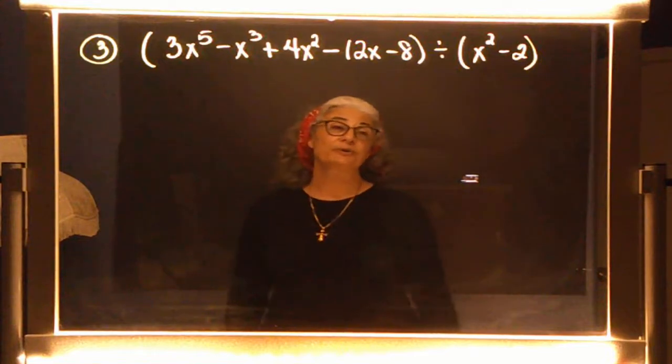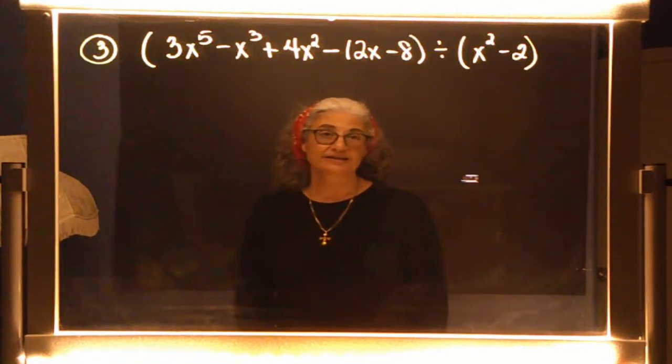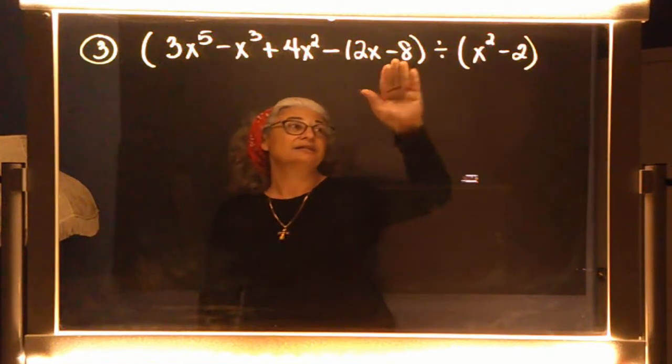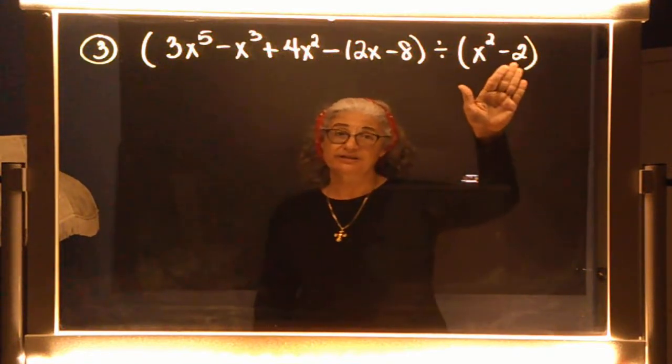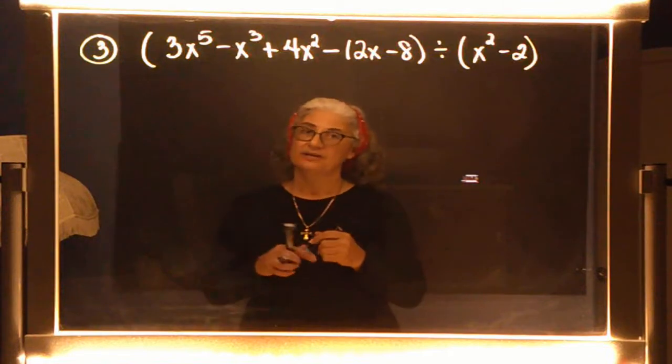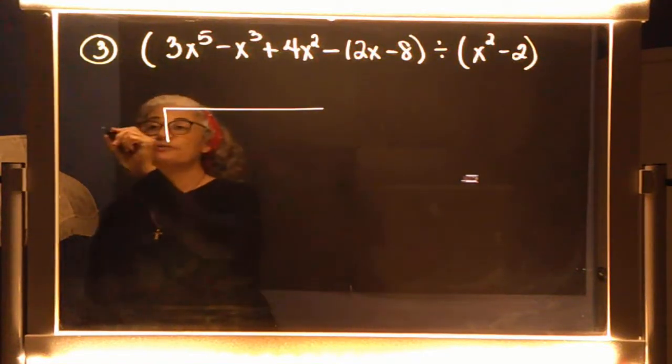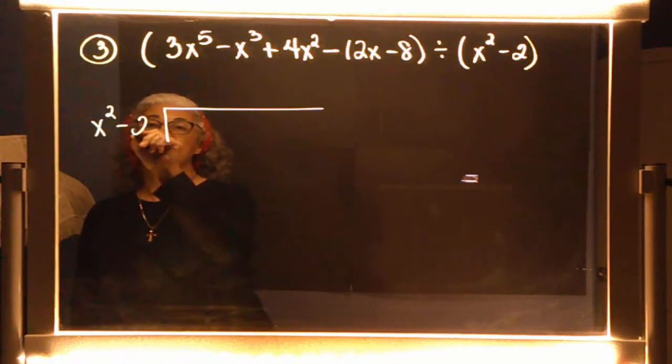Okay, let's look at this third problem. They're asking us to divide, so good. This is in descending order, isn't it? So is what I'm dividing by, right? Okay, let's start getting this problem written down. So the x squared minus 2 goes on the outside.